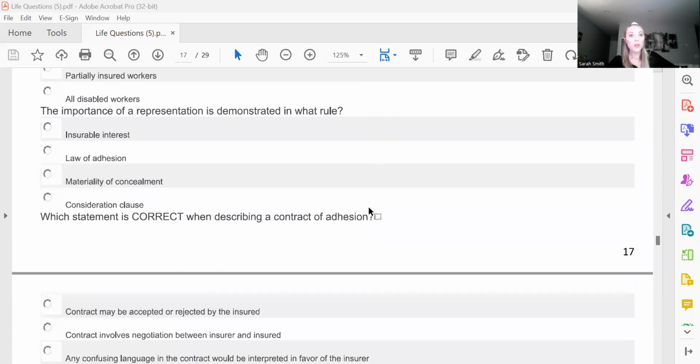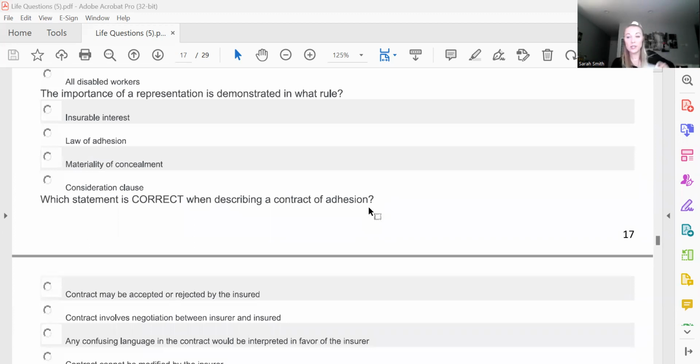Okay. The importance of a representation is demonstrated in what rule? And representation is one of your vocab terms that y'all should know. Representation is what you make to the company. So when you're going through the application and you say, I'm Sarah Smith, I'm 29, I was born January, blah, blah, blah, right? I don't have diabetes, I have asthma, X, Y, and Z, whatever my answers are to all those questions that are asked on the application, those are representations. That's what a representation is. So the importance of each of those representations is demonstrated in which rule?